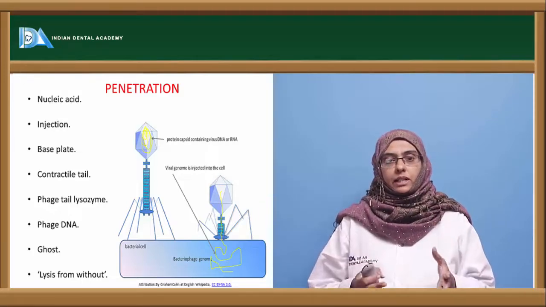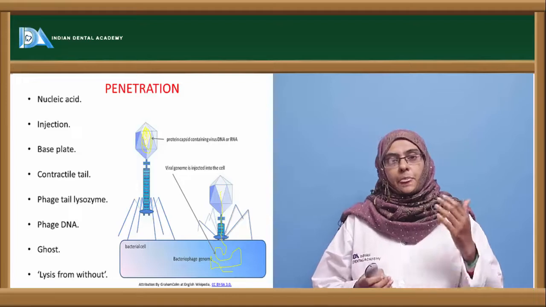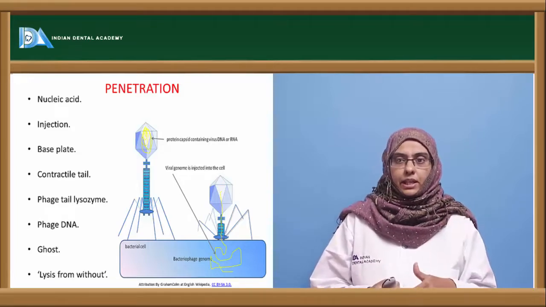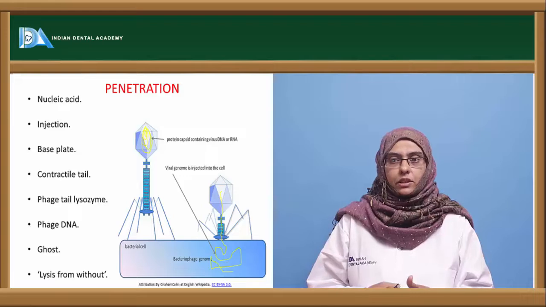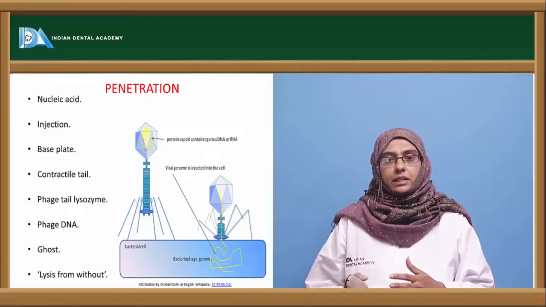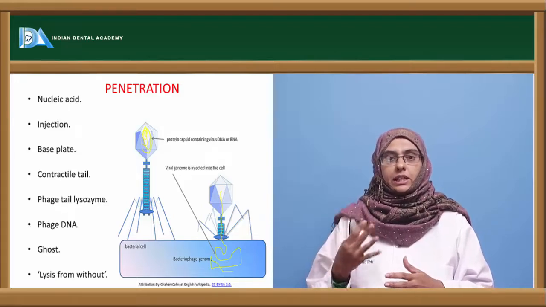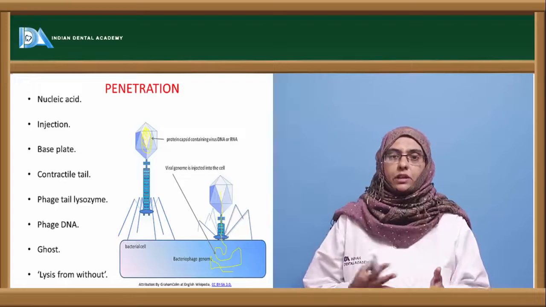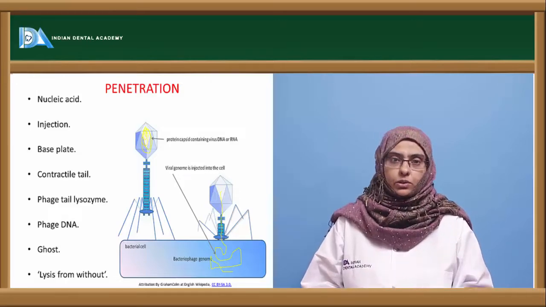Once the contractile sheath enters into the host cell, there is a release of the phage nucleic acid, and the phage DNA enters into the host cell. The remaining part that is left outside, that is the head and the tail, which does not have a DNA, is now called a ghost.